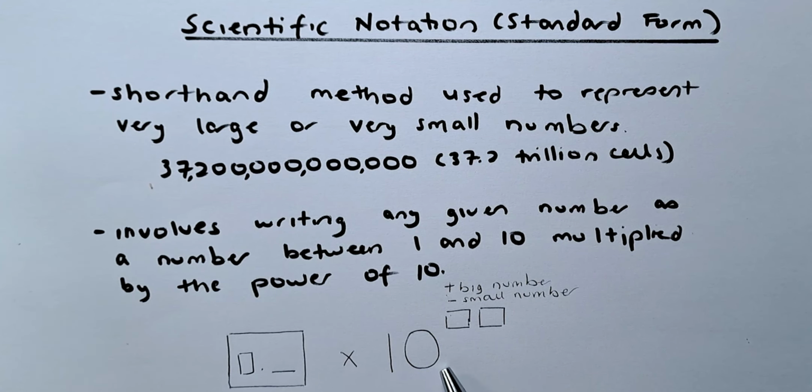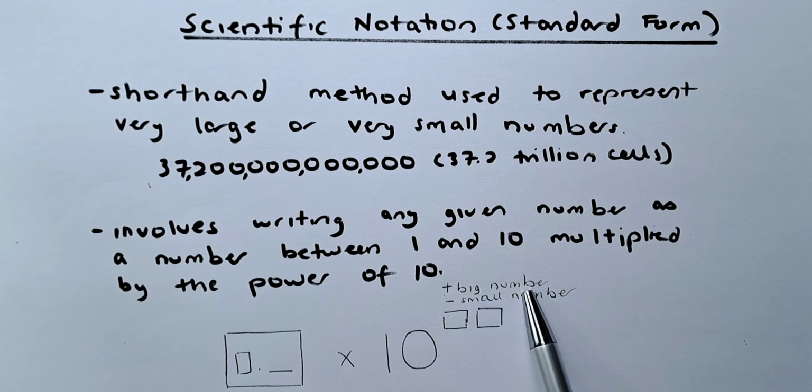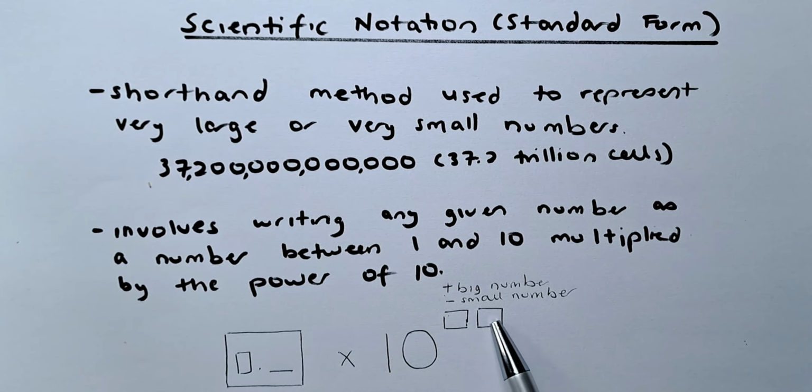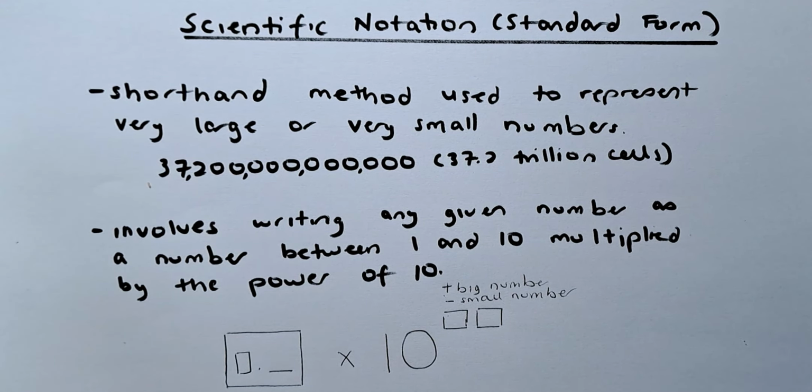Then you have times 10 to the power. For the power, there are two boxes. The first box represents either a positive or negative sign. The positive sign means it's a very large number. The negative sign means it's a small number. And the next number, beside the sign, indicates how big the number is. So without further ado, we'll look at some examples, and hopefully you will understand this in a while.